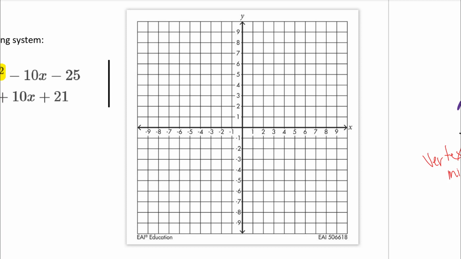So I'm on my graph, and remember the vertex was negative 5, 0. Okay? So if that's the case and it's a negative parabola, I know more or less my shape is going to look like this. Now I'm going to take a look at that second equation.